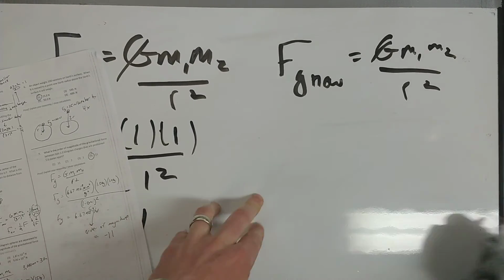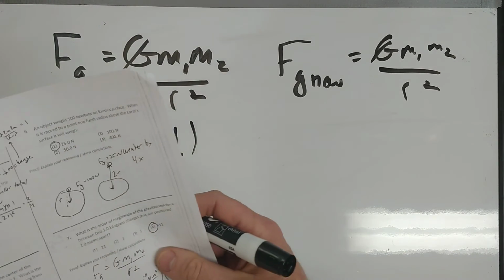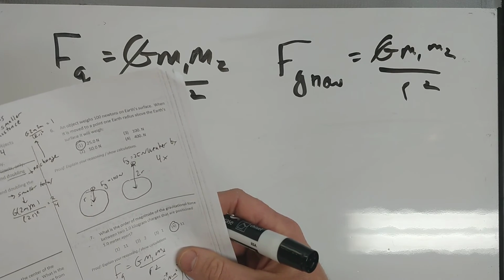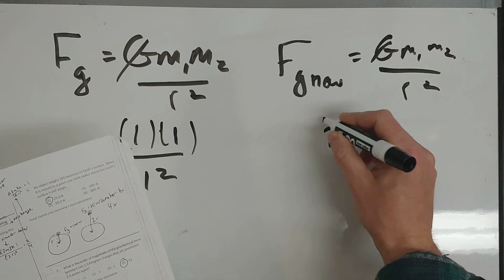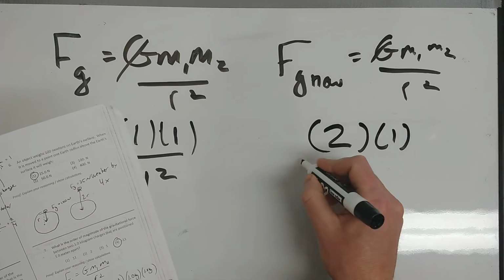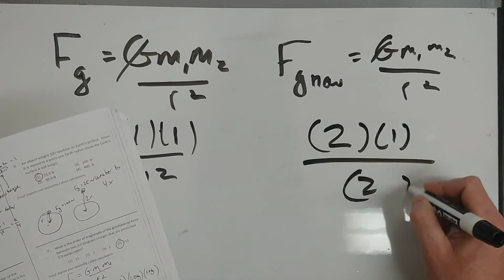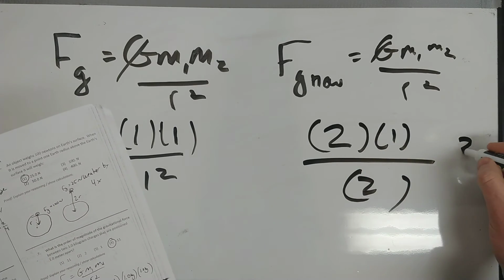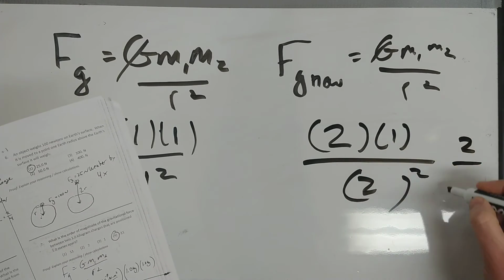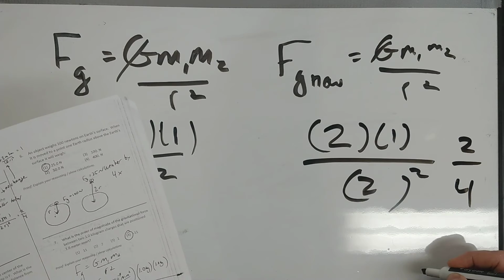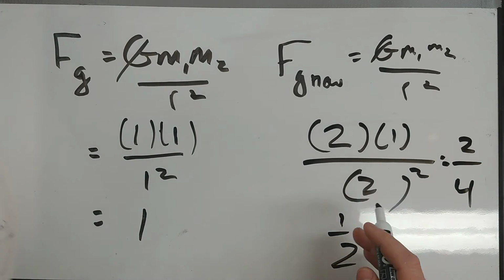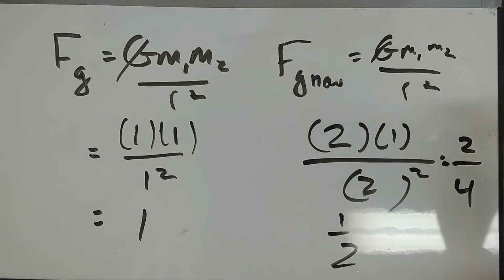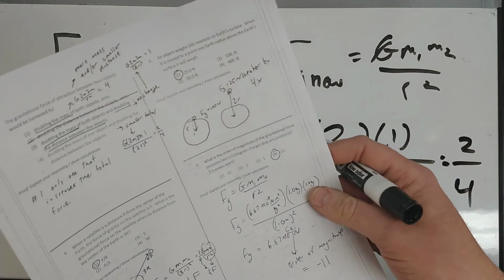And then number 4, doubling the mass of one object and doubling the distance between the objects. So I'm only doubling one of the masses, so it's 2 times 1. And I double the distance, so I get a factor of 2 on the top, a factor of 4 on the bottom. All right, so it's 1/2, so you get half of the original force. All right, that's one way I like to do these.